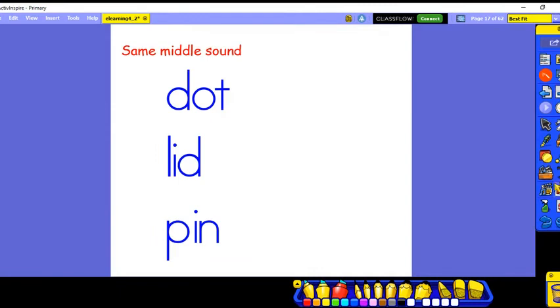We're looking for words that have the same middle sound. The same middle sound. So let's look. Dot, lid, pen. Now let's do our roller coaster and say all the sounds. D, ot, l, id, p, en. Which words have the same middle sound? Lid and pen have the same middle sound.